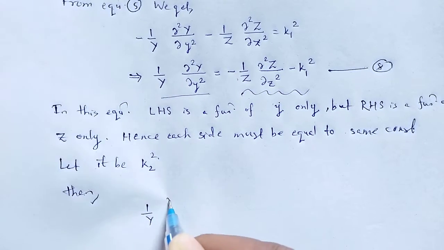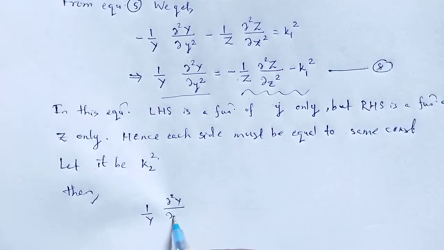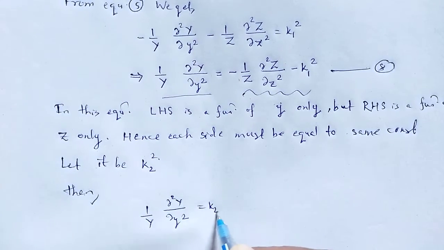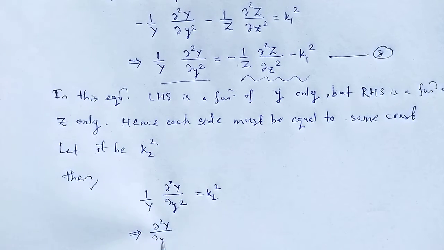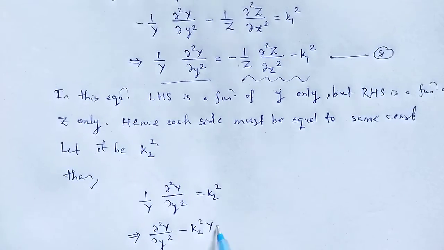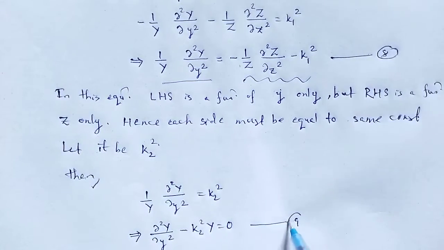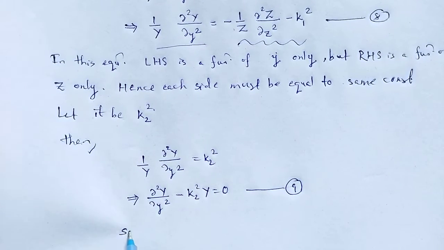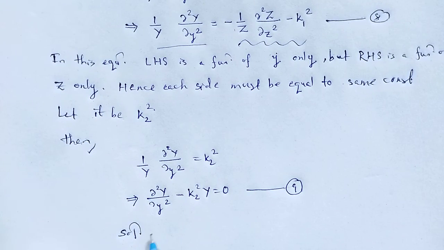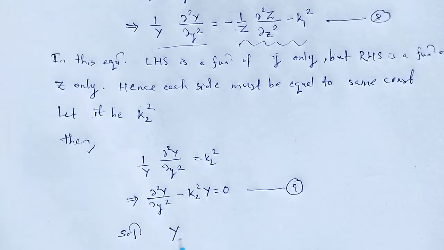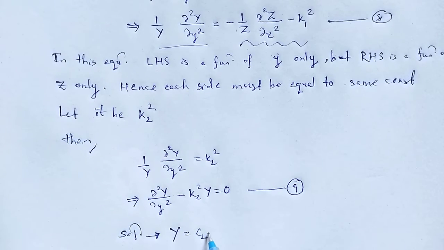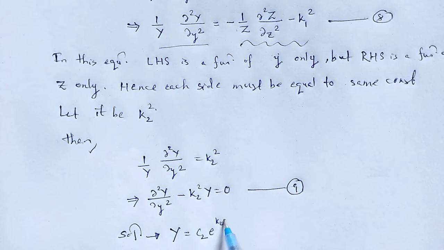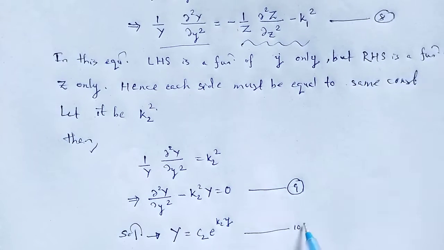1 by Y del 2 Y del y2 is equal to k2 square, which implies del 2 Y del y2 minus k2 square Y is equal to 0. That is equation number 9. That solution will be Y is equal to C2 e to the power k2 y. This is the solution of that type of differential equation.